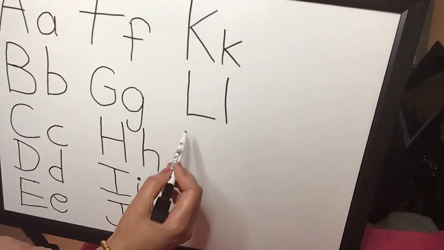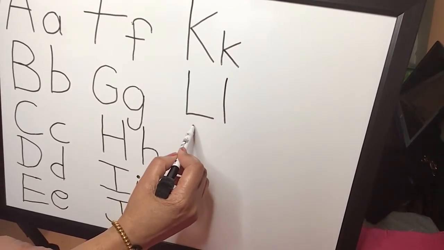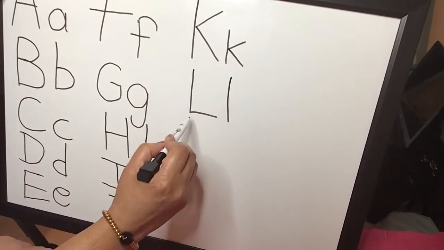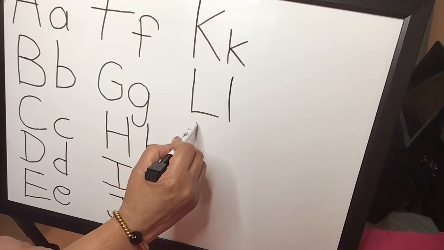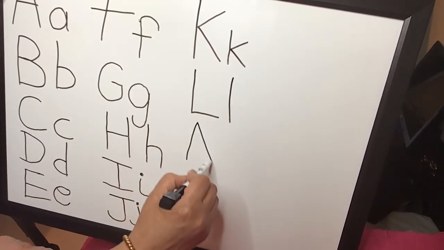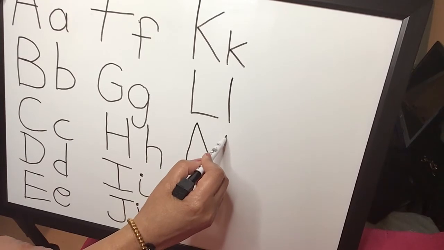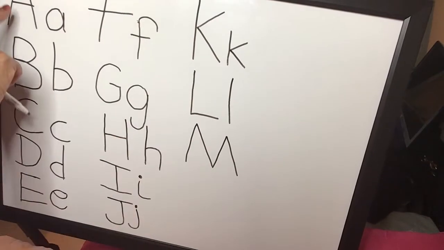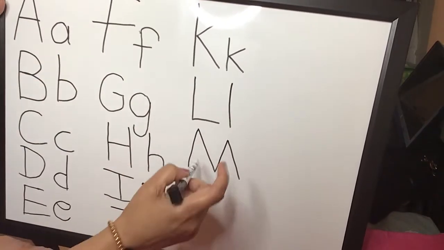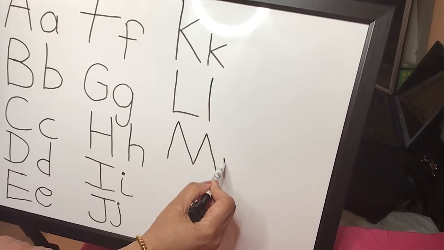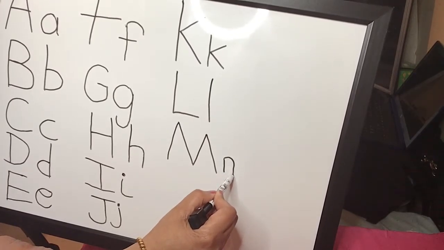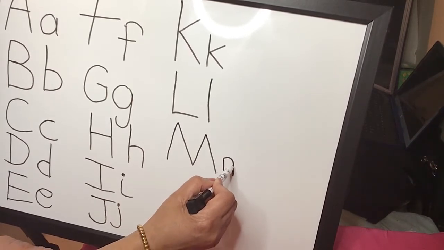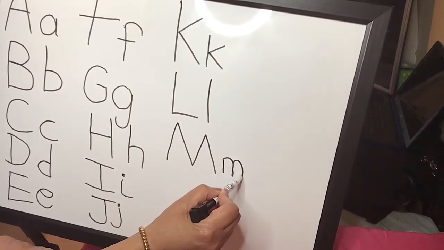Next we have M. We're going to use tall sticks for the big M, but we're going to slant them. M, that way, that way. It's like you make two big A's and then you put them together. This is the letter M. For little m, a short stick, half of a right hook, come up, another half of a right hook.